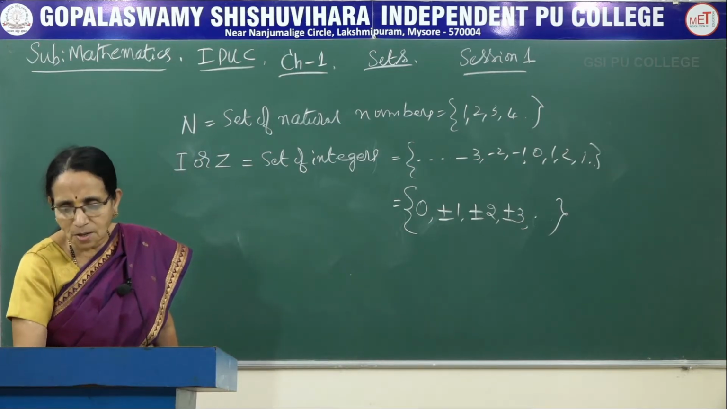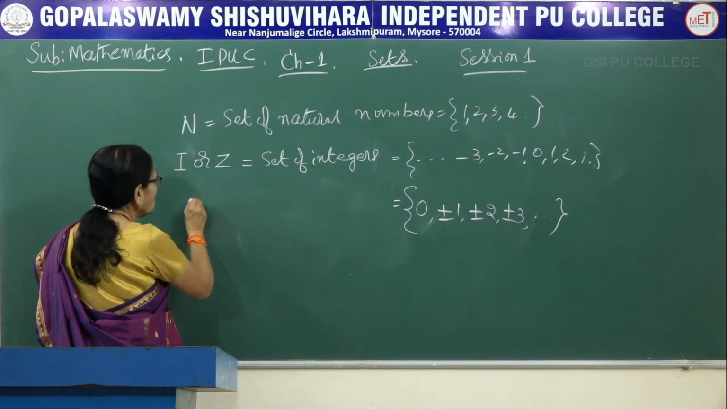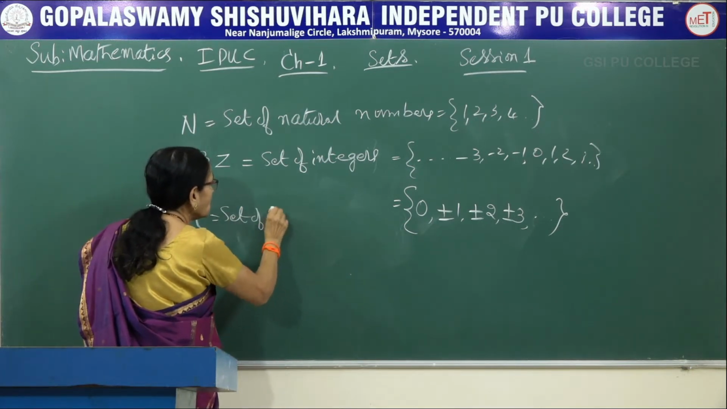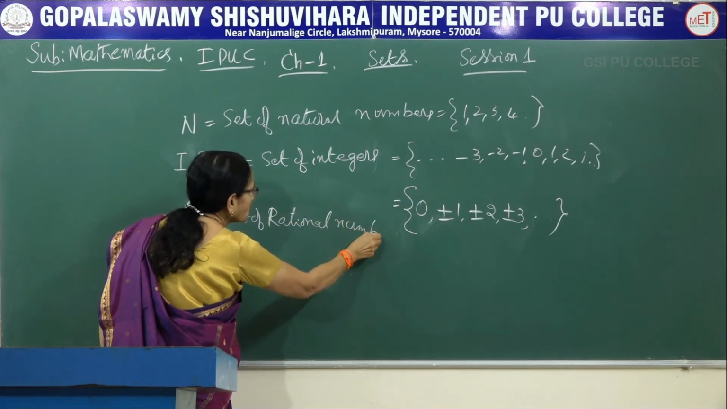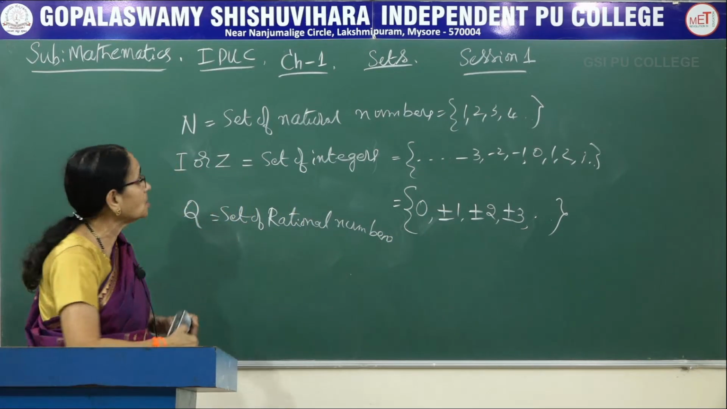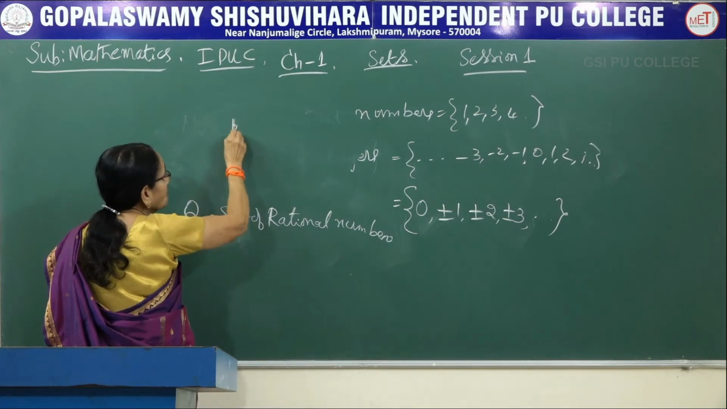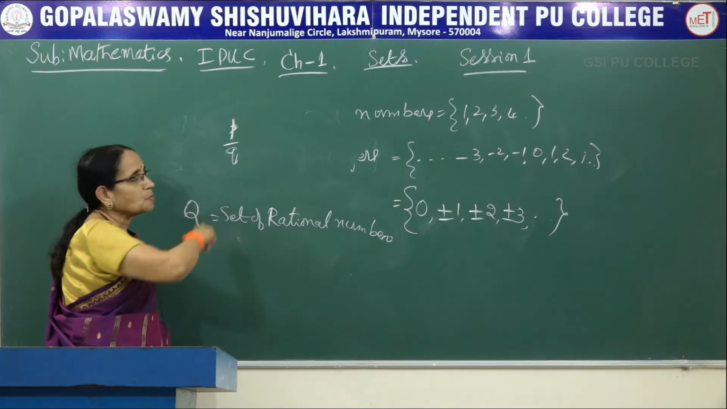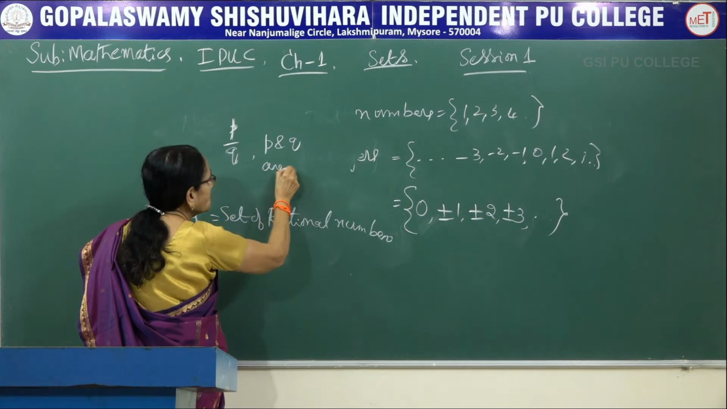Now, the next is Q. Q means the set of rational numbers. We use the capital letter only, the set of rational numbers. I hope you remember the definition of a rational number. What do you mean by a rational number? A rational number is a number which can be written in the form p by q, any number which can be expressed in the form p by q, where p and q are integers.